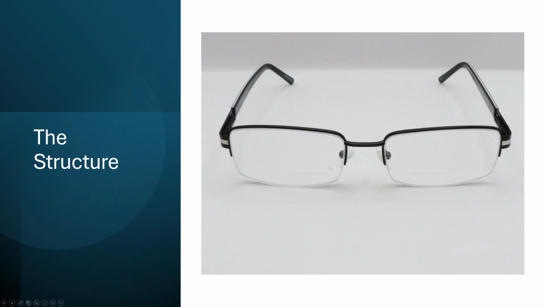They consist of two parts, the lenses and the frames. These parts of the frames are called the temples, which sit on the ears. They are connected to the middle part by the hinges. In the middle, we have rims which hold the lens in place.